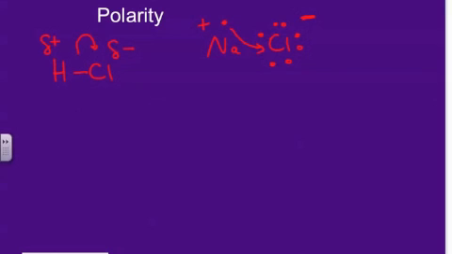So how do we tell if an element is going to be polar, nonpolar, or ionic? And then how do we tell where the electrons are going to hang out? Where will be the partial positive charge and the partial negative charge? Well, we do this by looking at values for electronegativity.